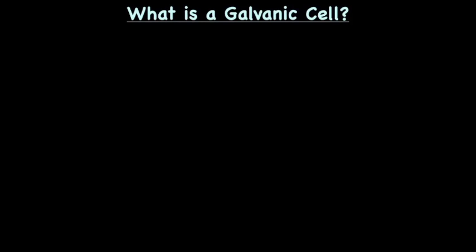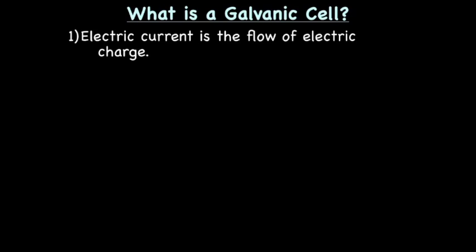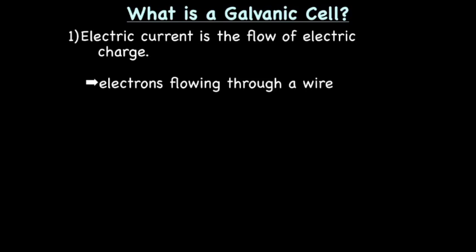All right, onward. What is a galvanic cell? To talk about galvanic cells, we need to have a little idea of electric current. Electric current is really just the flow of electric charge. It's the movement of electric charge. When would we see something like that? Well, electrons flowing through a wire, right? For example, electricity, the stuff you need to turn on a light. Ions flowing through a solution is also a flow of electric charge.